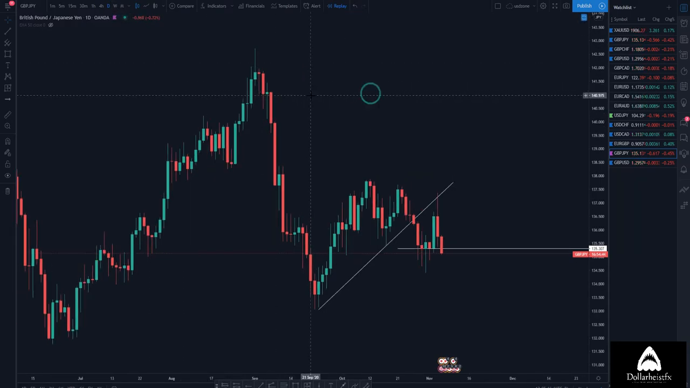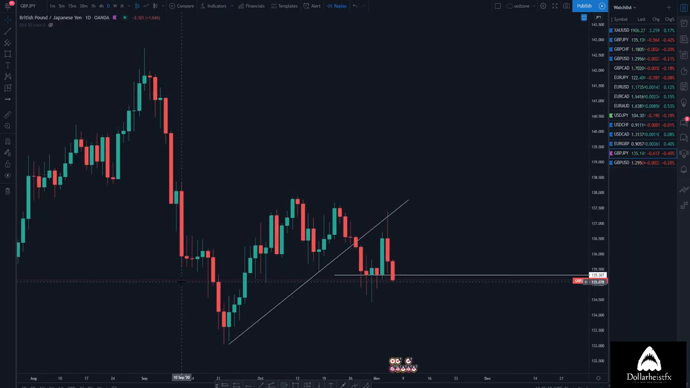From what I just explained to you guys, this is just the basics on how to use TradingView. Now I'm going to explain to you guys the basics when it comes to forex trading. This right here is your multi-time frame. This right here is your best friend.